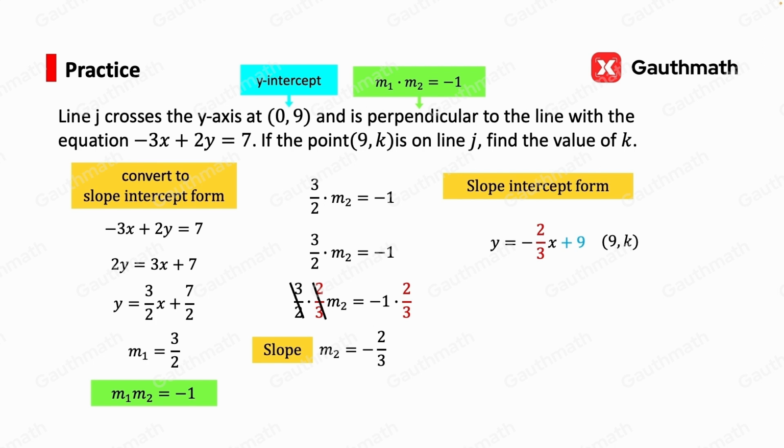We know that (9, k) is on the line. That means the x-coordinate of that point is given. Plug x equals 9 into the equation, and y is k, so k equals 3 at the end.